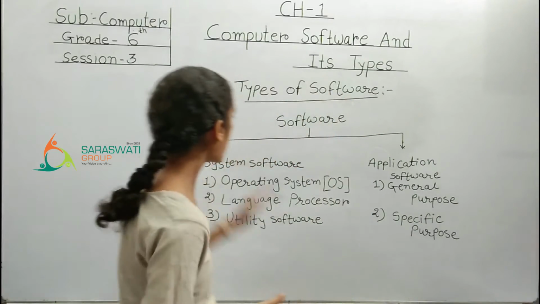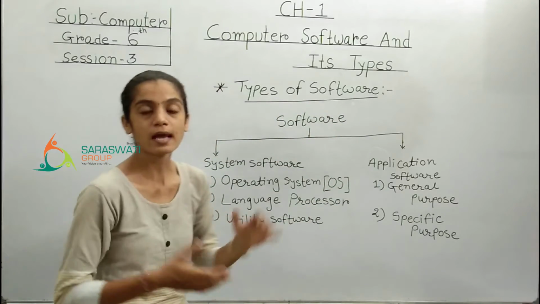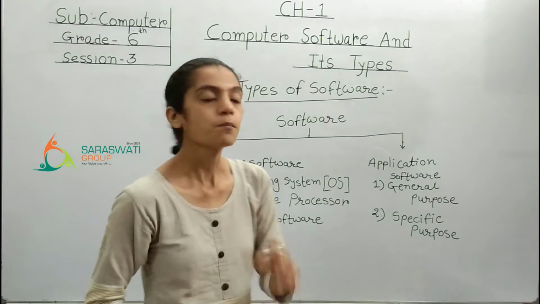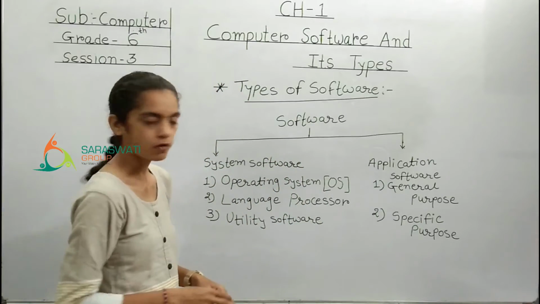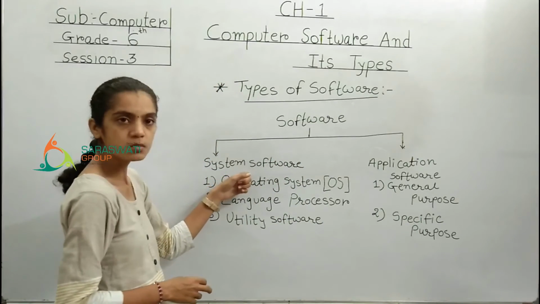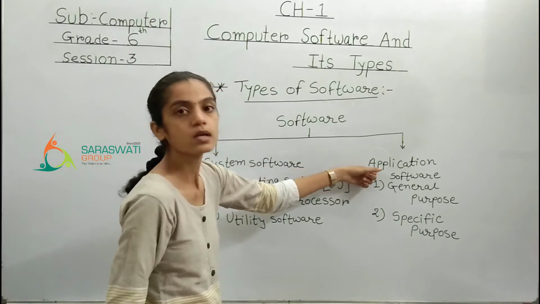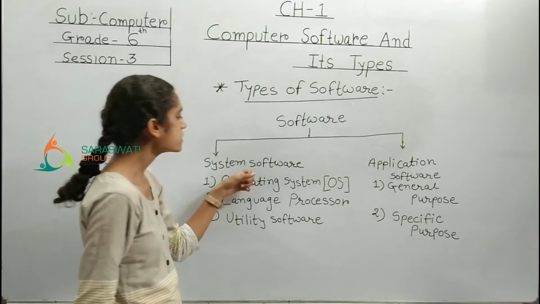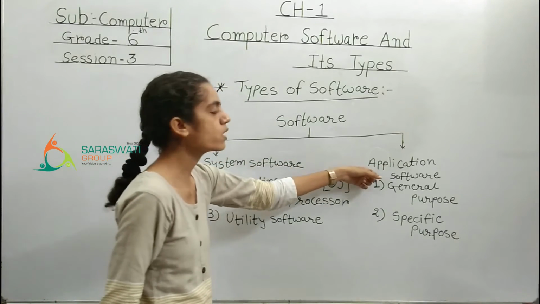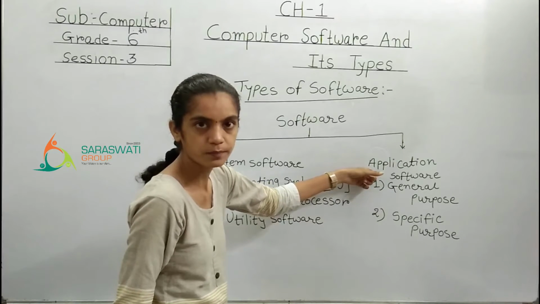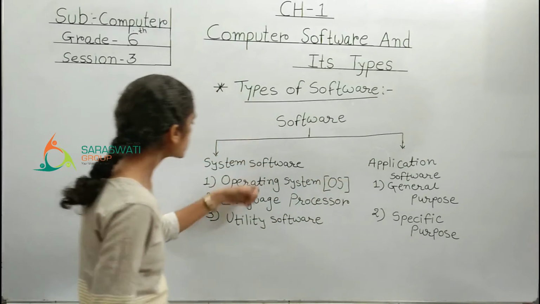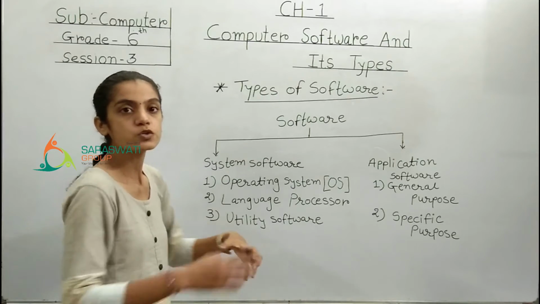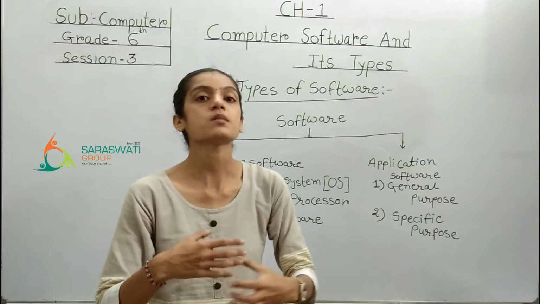As you can see, I have drawn a flow chart and it is also given in your textbook, right? There are mainly two types of software. One is system software and the second one is application software, right? System software are of three types. Which are they? Which on which the computer system is working.